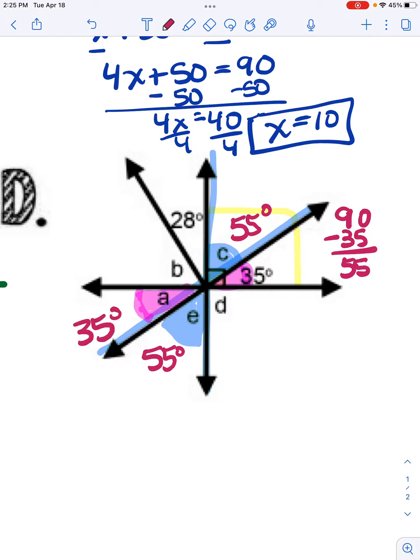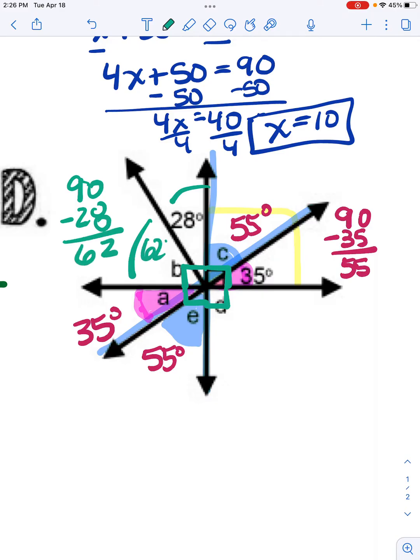All right, what's left? Let's get B. There's more than one way you can get B. If this is a right angle over here, so is this. Actually, so are all of these, huh? So that means that these two, this one and this one, add up to 90 as well. So I could do 90 minus 28 to get 62 degrees. So this one's 62 degrees.